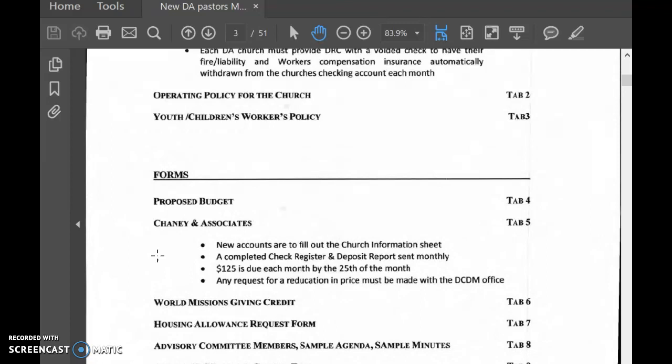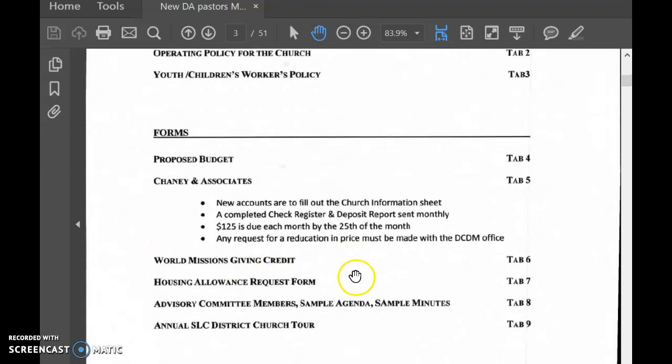$125 a month covers the bookkeeping. It covers, I think, 1 or 2 checking accounts. But if you have a special need and your church doesn't write that many checks, you can always ask for a reduction. Also, tab 6 is the World Missions Giving Credit.